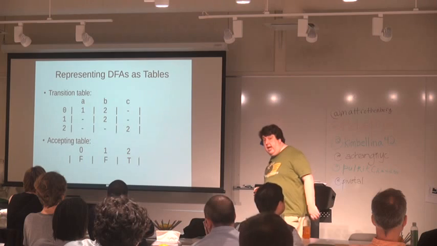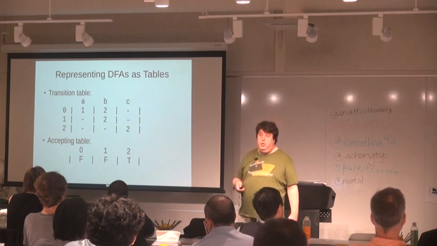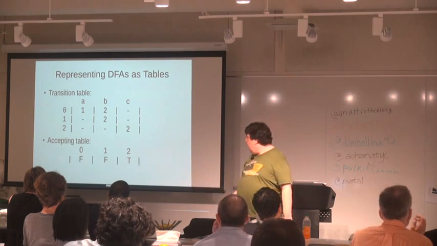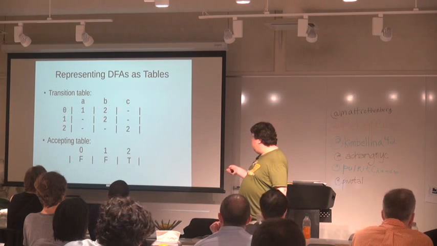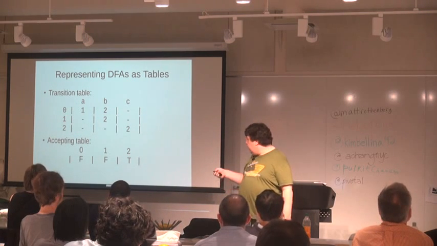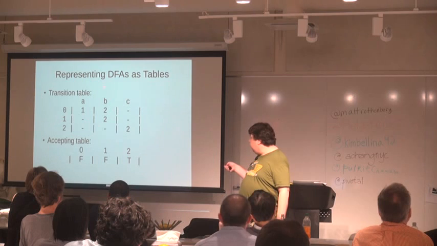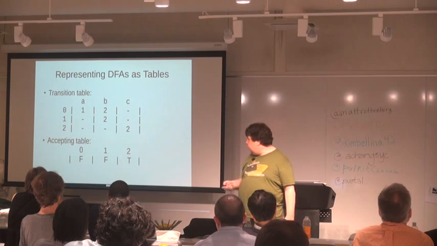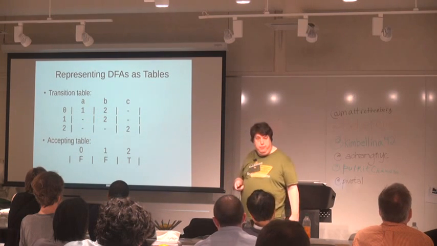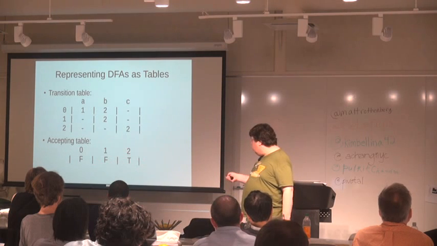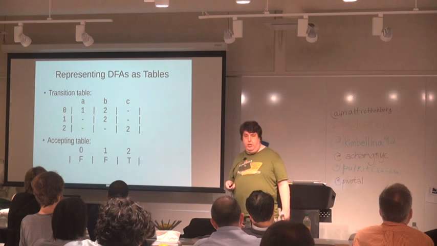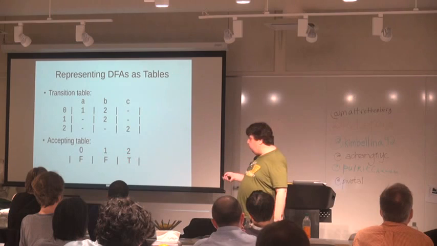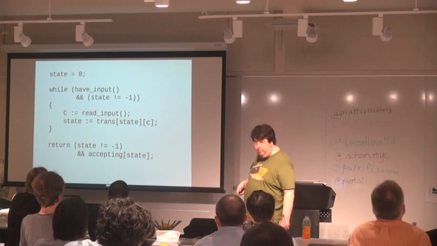The advantage this has, we can represent it literally as a table. Here's our state, here's our input characters. When you're in state 1, and you see input character B, you transition to state 2. And the second table asks, are we in an accepting state or not? Only state 2 is true, everything else is false.